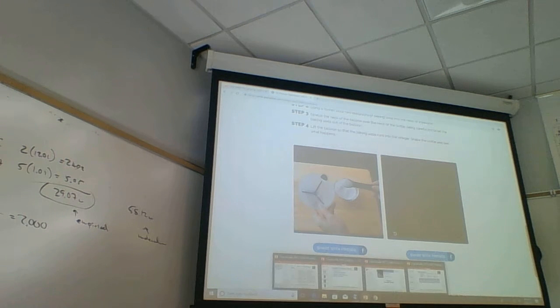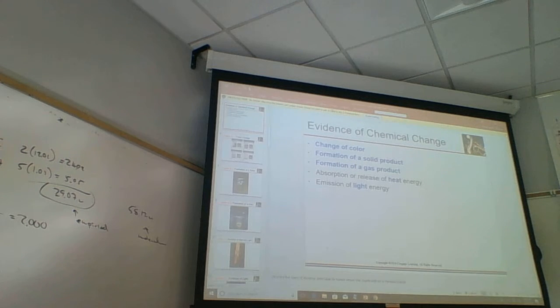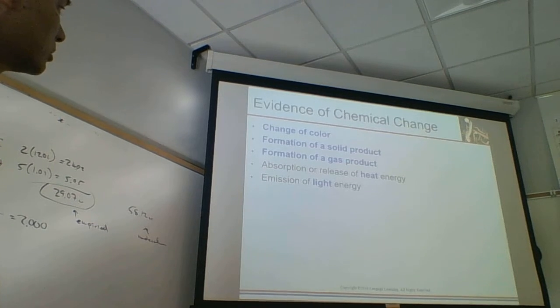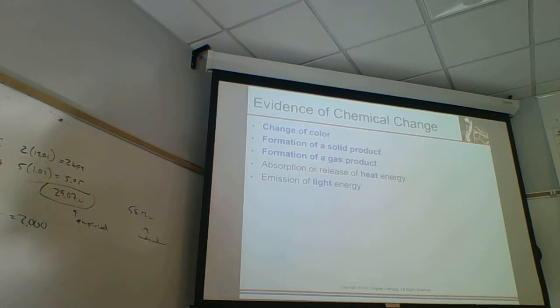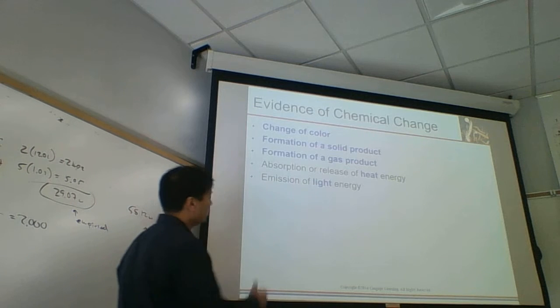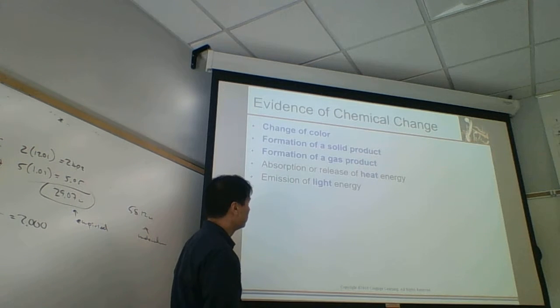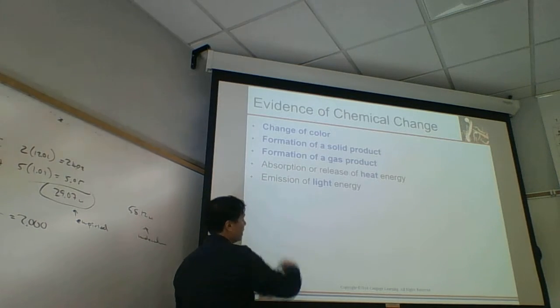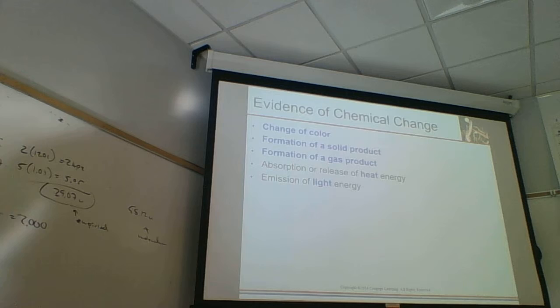Okay, then let's see. Next one is absorption of heat. Absorption of heat is called endothermic reaction. It absorbs heat, and so if it's endothermic, it's going to get cold. That could be physical or it could be chemical. It's hard to tell. If it releases heat and it gets warm, it's called exothermic. So we have endothermic, exothermic. And then finally we have light emission. Like when you burn methane, you get light emission.